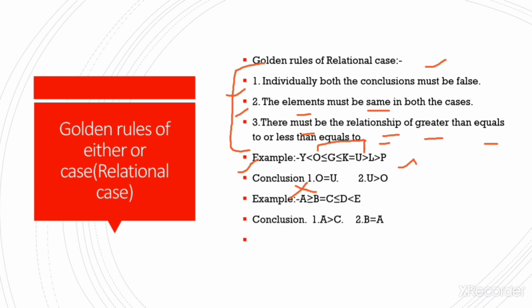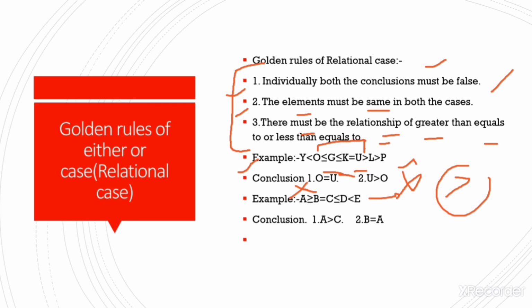Second one: we need to move from U to O because the opening gate is in front of U. Fine, we can go from U to K, from K to G, and from G to O. You can arrive, but you do not have this sign at least one time between U and O, and the requirement is not fulfilled. In this way, the second option also goes wrong. So when both the conclusions are false, it makes our first requirement of golden rule 1 fulfilled.